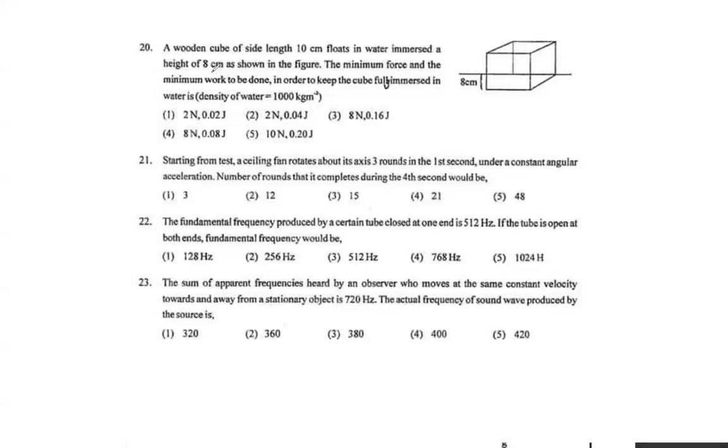A wooden cube of side length 10 centimeter floats in water immersed to a height of 8 centimeter. So this diagram is very correct, no? Because the height itself is 10 centimeter. The minimum force and the minimum work to be done. I think this diagram might be a little bit misleading. Make a quick change here.